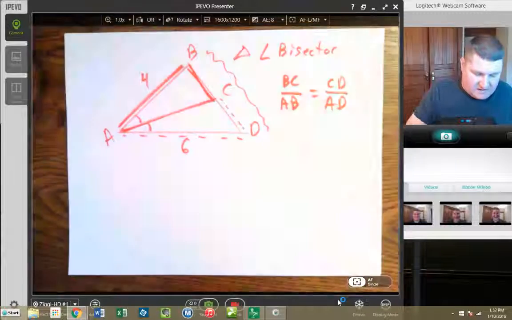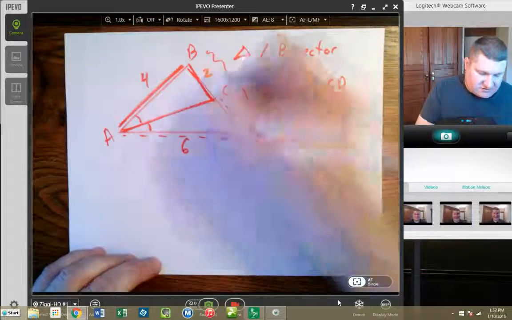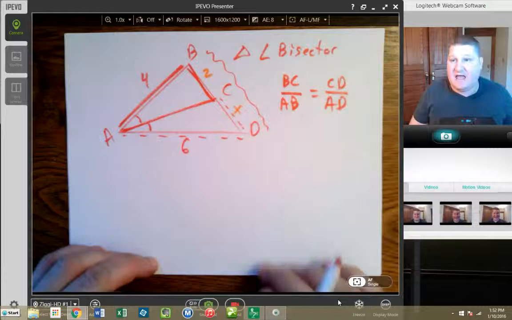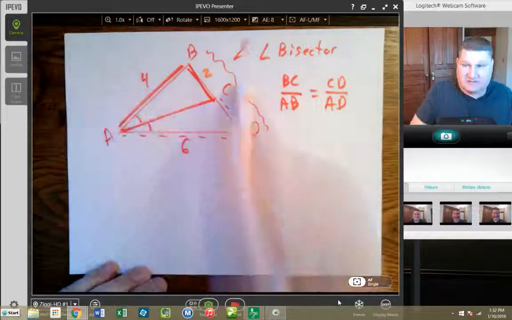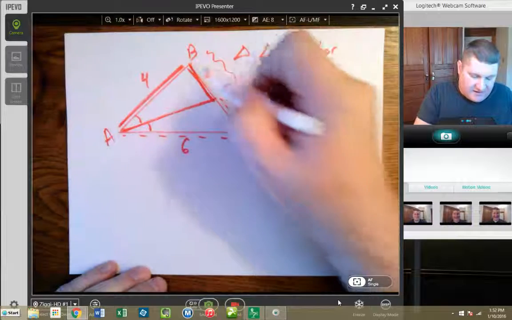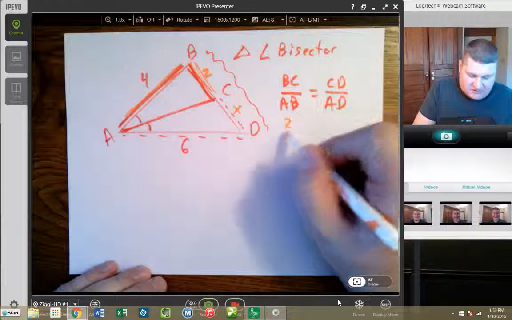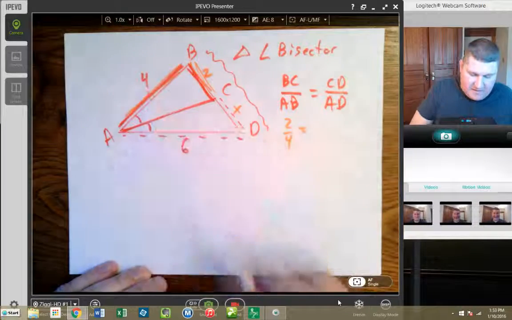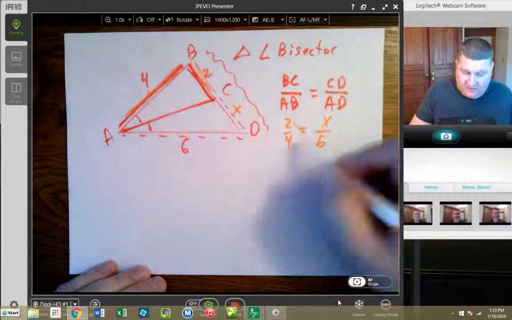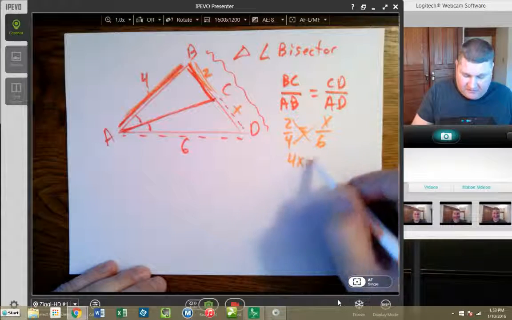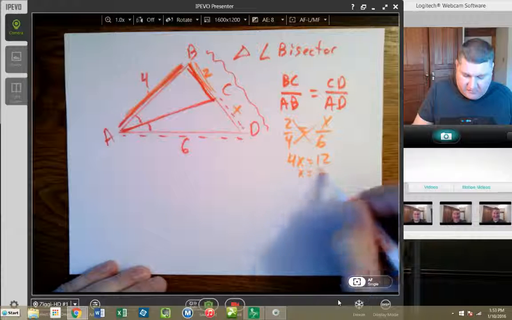Now, let's say that we know that this side over here is 2. I want to be able to find X. So I say, well, first of all, is it an angle bisector? Yes. Then this has to be proportional to this. 2 is to 4. As what is to what? Well, X is to 6. And so now we cross multiply and we come up with 4x equals 12 and x equals 3.